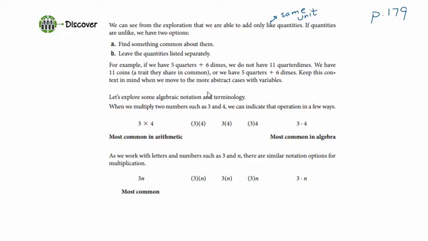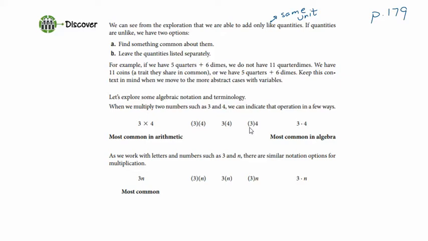For example, if we have 5 quarters plus 6 dimes, we do not have 11 quarter dimes. We have 11 coins, which is a trait they share in common. Or we could just leave it as 5 quarters and 6 dimes. Keep this context in mind when we move to more abstract cases with variables. Alright, so we're going to take a little break.